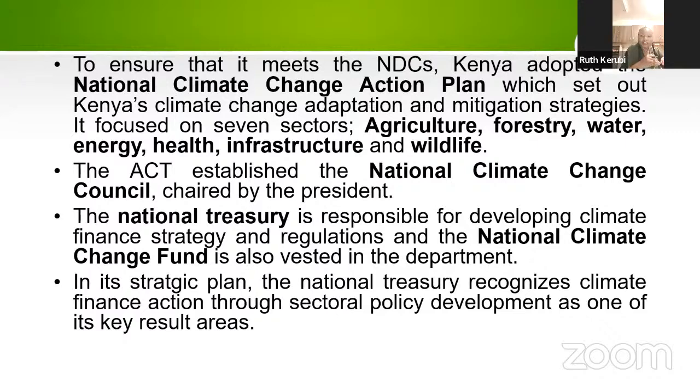The National Treasury is responsible for the Climate Finance Strategy and Regulations, and the National Climate Change Fund is also vested in the department. And in the strategic plan of the Treasury, the National Treasury recognizes Climate Finance Action Plan development as one of its priorities. The Climate Change Act faced various challenges, and an example of that is litigation challenges.